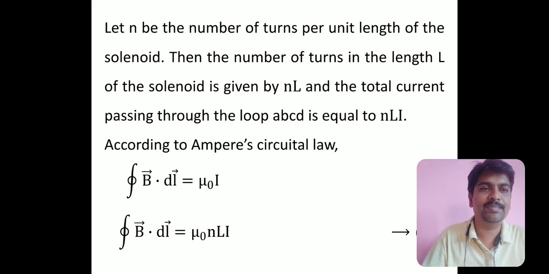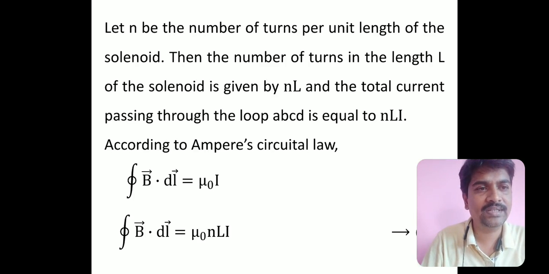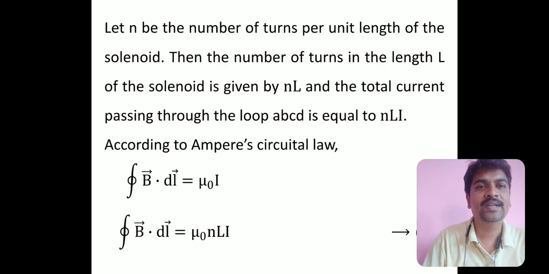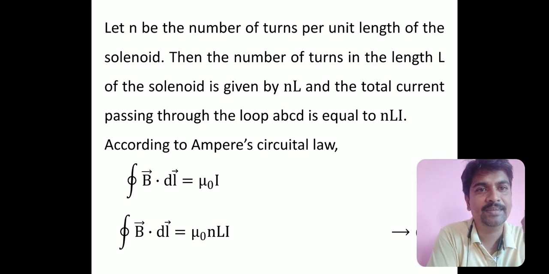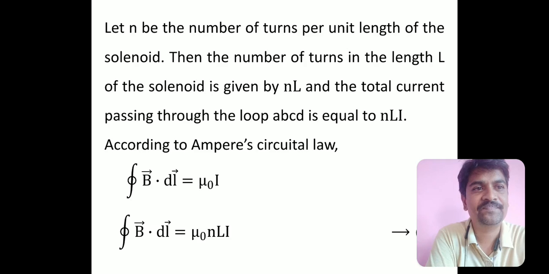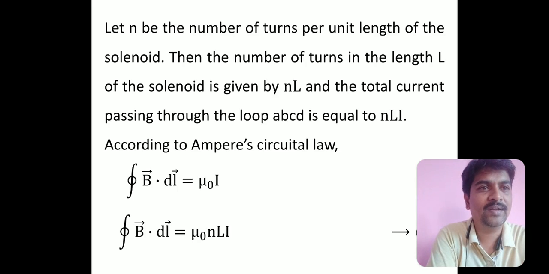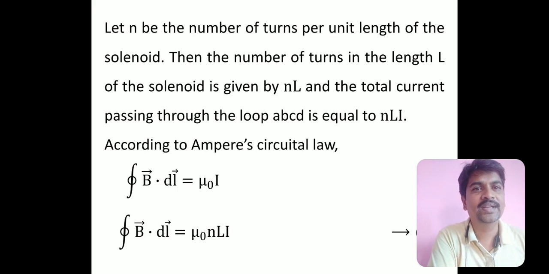Now I will apply Ampere circuit law. I'll take the Ampere circuit law as it is: line integral of B dot dl is equal to mu naught I. Now what is I? I just calculated the current enclosed in the closed path, so it is mu naught n L I, because for I I am substituting nLI. Don't get confused between this I and this I. Either you make it a small letter i in the formula of the Ampere circuit law, and after that you make it nLI. Right, so it is mu naught n L I.